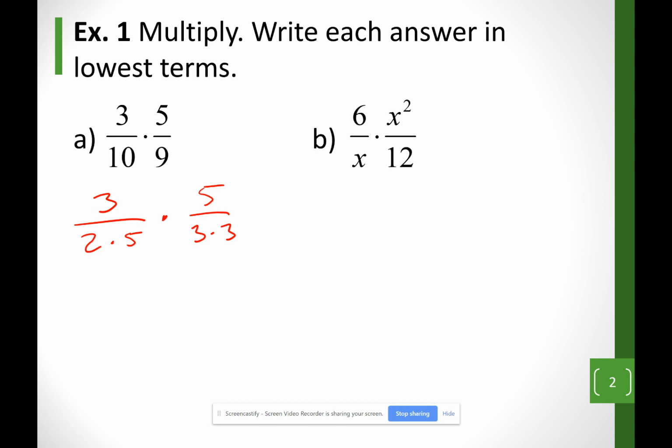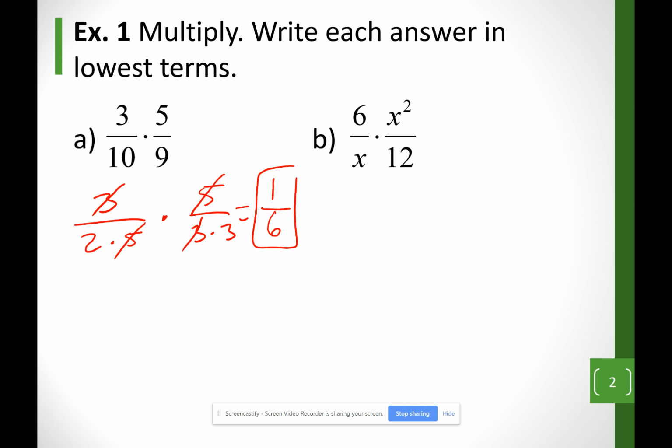The reason I split it into factors is that the way I'm going to simplify is by canceling common factors. As long as I choose one from the top and one from the bottom, it doesn't matter which fraction I choose them from. So I'm going to choose the 5. I'm going to cross out the 5s. I'm going to cross out the 3s. On the top, I don't have anything, so I cannot leave it empty. I'm going to put a 1. At the bottom, I have 2 times 3. So I'm going to call this 1 over 6.